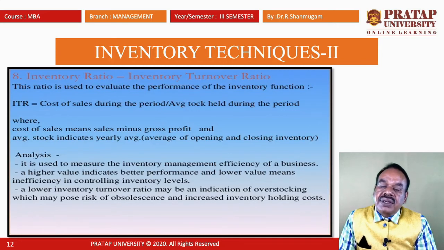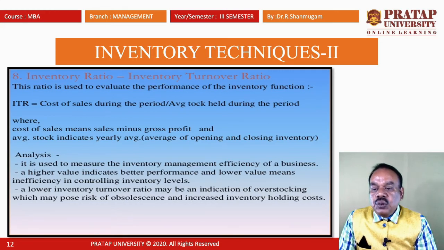Inventory turnover ratio. This ratio is used to evaluate the performance of the inventory function. ITR is nothing but inventory turnover ratio. Inventory turnover ratio equals cost of sales during the period divided by average stock held during the period, where cost of sales means sales minus gross profit. So we have to apply this when we are calculating the cost of sales. And average stock indicates the average of opening and closing inventory.